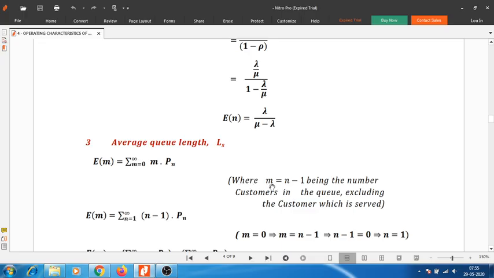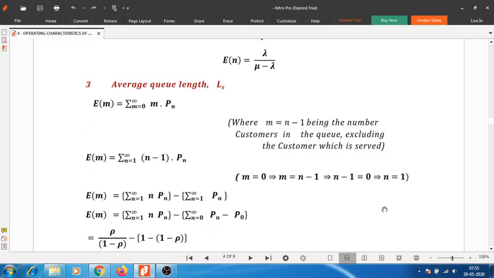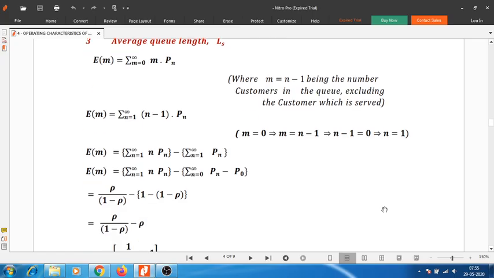Here I am writing where m is equal to n minus 1, being the number of customers in the queue excluding the customer who is being served. One customer exists in the service platform. So how many customers exist in the queue? Only n minus 1. That n minus 1 we may write as m only. Are you okay? So instead of m we can write n minus 1.